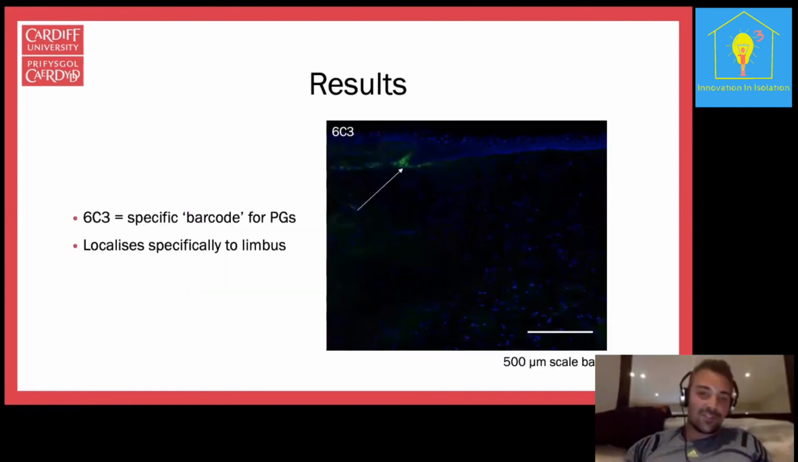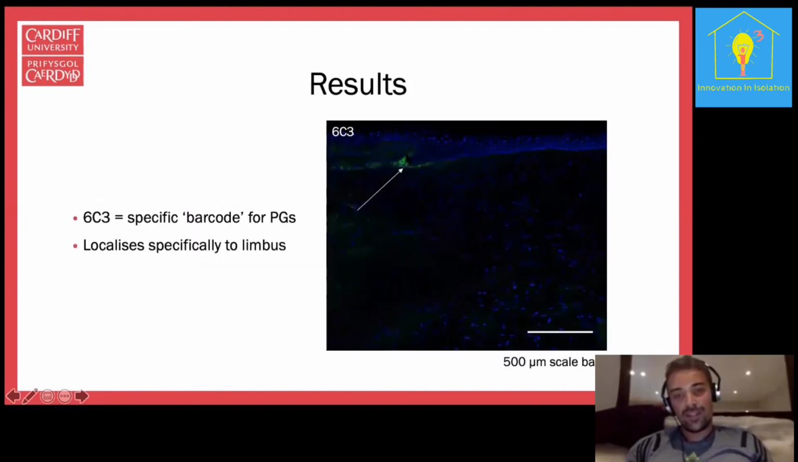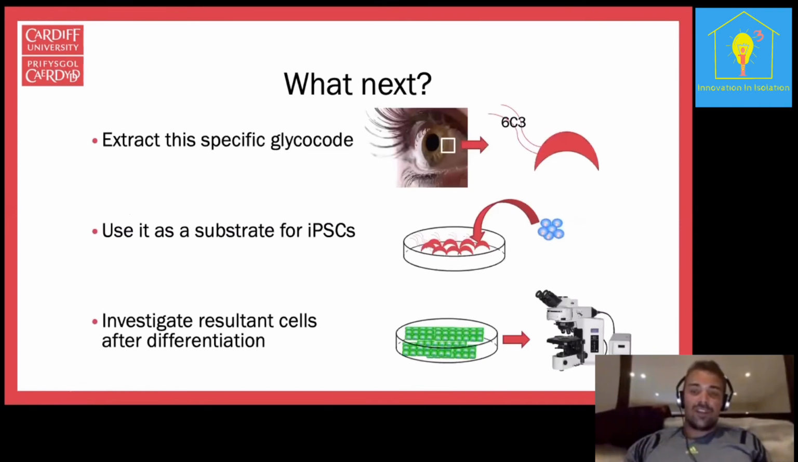So this is an image here. If you think of this as where that target was on the previous screen, where this arrow is pointing, this is where all the stem cells are. They'll all be in this kind of dip at the bottom. And we found one specific barcode that seems to be very, very important in this area. Nobody else has ever looked at these types of molecules in this context. So this is what we want to focus on. We want to get this specific barcode and take it out and have a look. So that's what I'm doing at the moment.